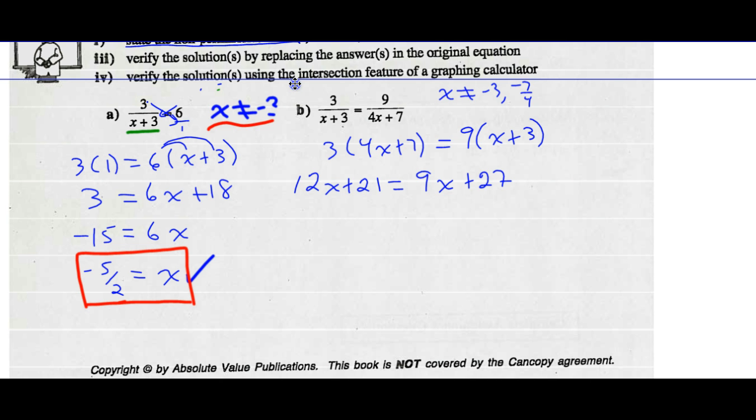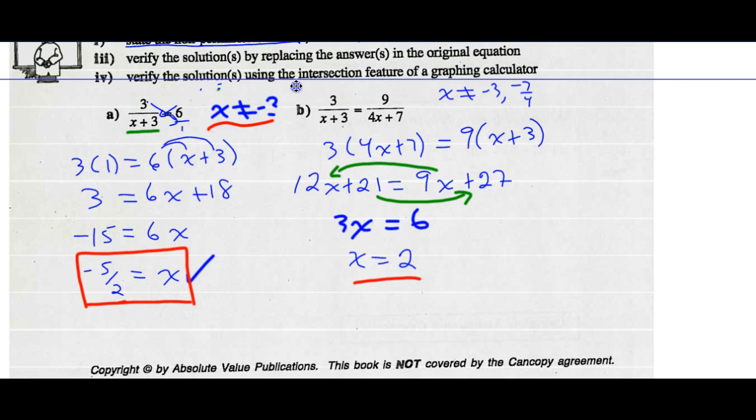In this case, I want to get all my variables on one side and my non-variables on the other. So I'm going to minus 9x from both sides, and minus 21 from both sides. So 12x take away 9x is 3x. 27 take away 21 is 6. Divide both sides by 3, and x equals 2. Looks like a good solution.